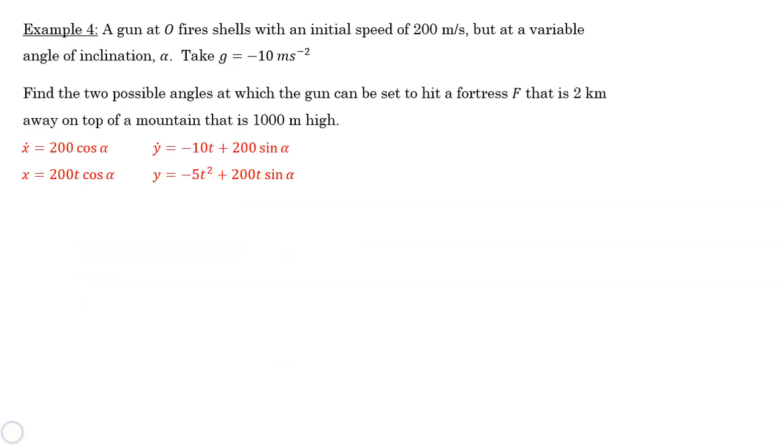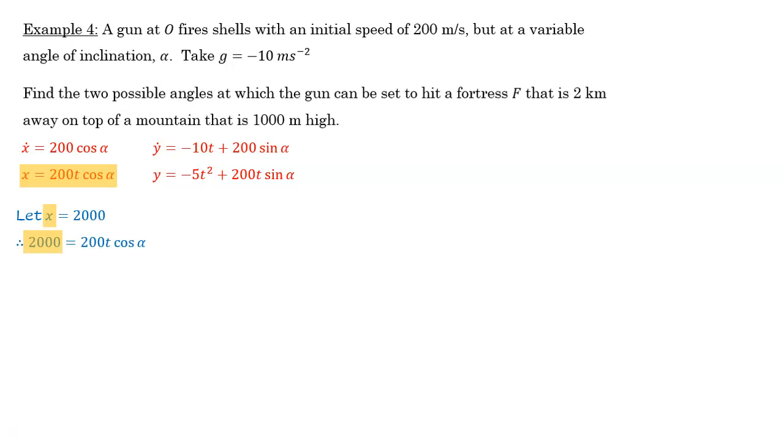I'm going to take the four most important ones of those, my velocity and displacement, and just leave them up the top of my page so I can refer to them as we go through the working here. So I've got my equations of motion. What I need to find now is when I'm going to hit that target at point F, with coordinates (2,000, 1,000). So I'm going to substitute x equals 2,000 into my horizontal displacement equation.